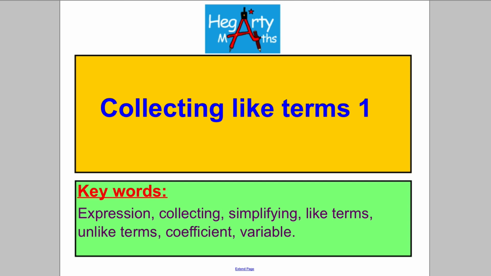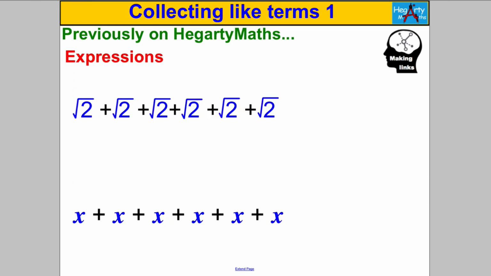It's Mr. Hegarty here, and in this video we're talking about collecting like terms, our first video. As always, let's link to what we already know. When we did surds and someone asked us to simplify or collect the following, root 2 add root 2 add root 2 add root 2 add root 2 add root 2, we just said, do you remember? Well, that's the same as 6 lots of root 2. Which we actually just dropped the multiply sign and said that's just 6 root 2.